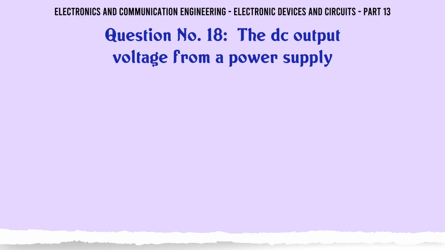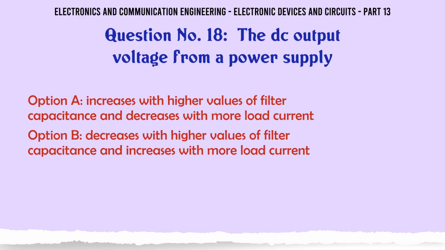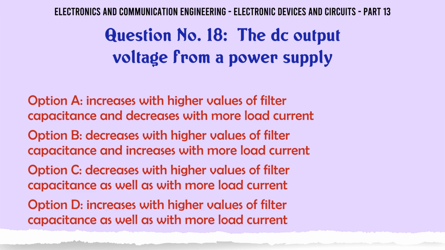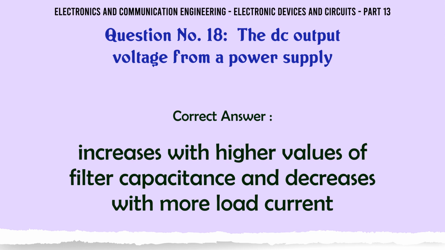The DC output voltage from a power supply: A. increases with higher values of filter capacitance and decreases with more load current. B. decreases with higher values of filter capacitance and increases with more load current. C. decreases with higher values of filter capacitance as well as with more load current. D. increases with higher values of filter capacitance as well as with more load current. The correct answer is increases with higher values of filter capacitance and decreases with more load current.